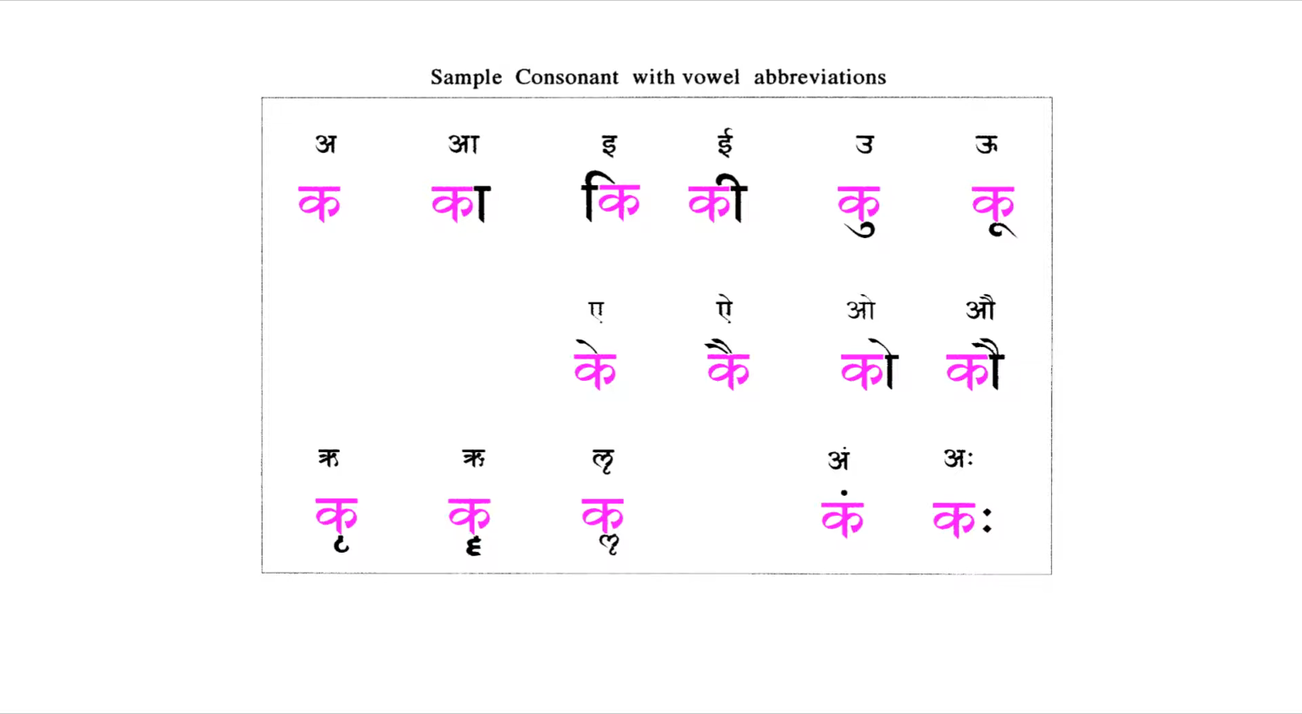The dot, or anusvara, placed above a vowel or a consonant simply adds a nasal sound with the lips closing after that vowel or consonant. Ka becomes kam. Kaha becomes kaha.